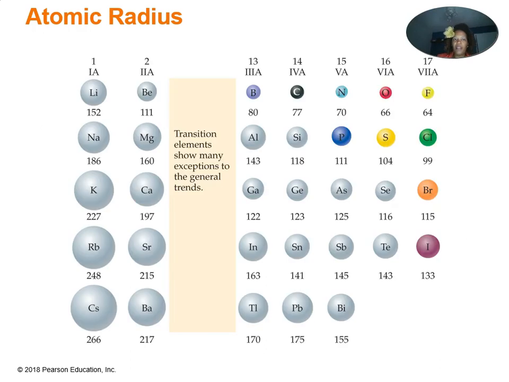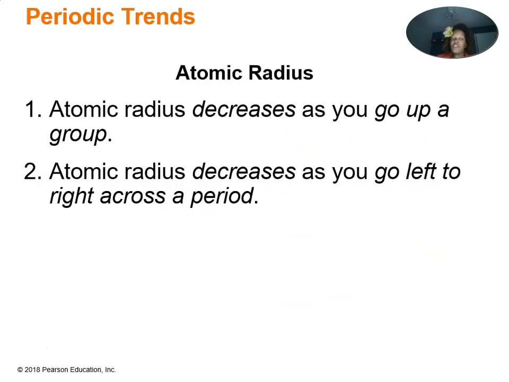Now, as you look at the atomic radius, it decreases as you go up a group. So for instance, if we look at group 1, as you start from the bottom and work yourself all the way to the very top, the atomic radius will actually decrease. If you go from left to right across a period, the atomic radius also decreases.